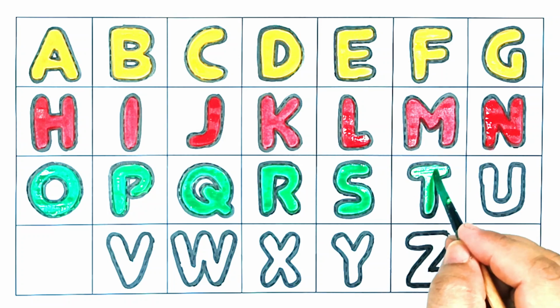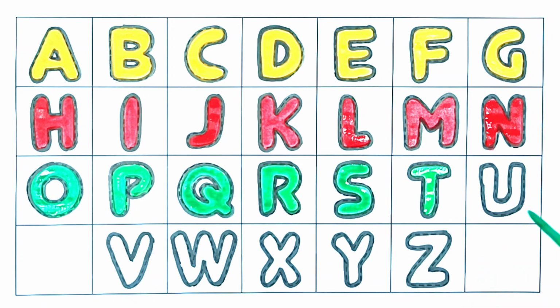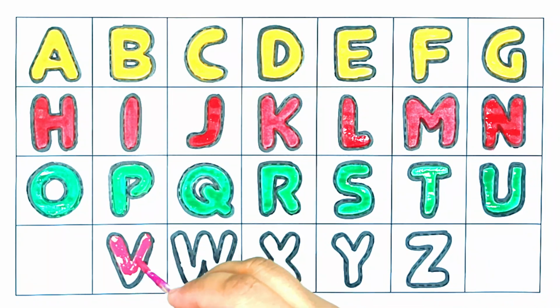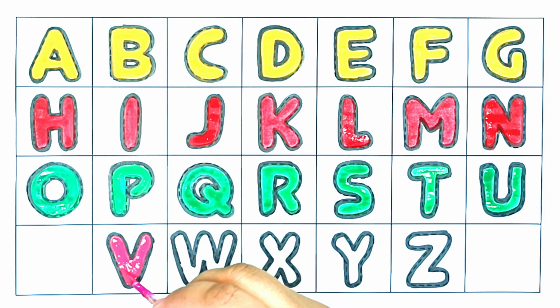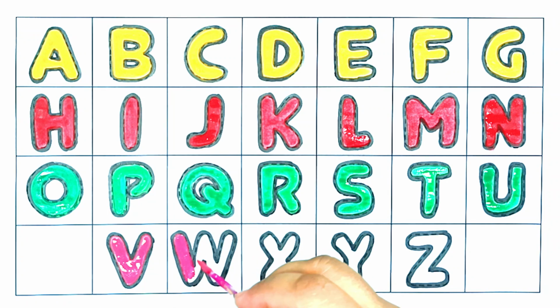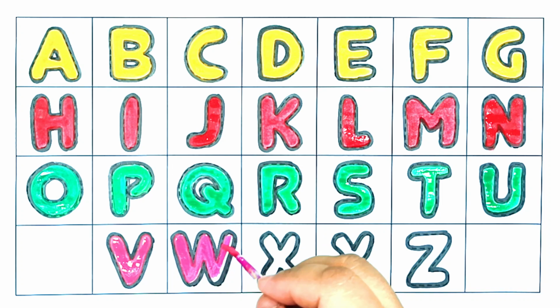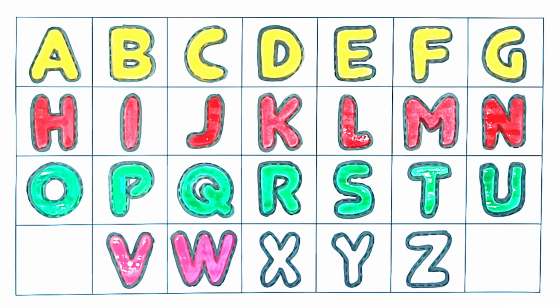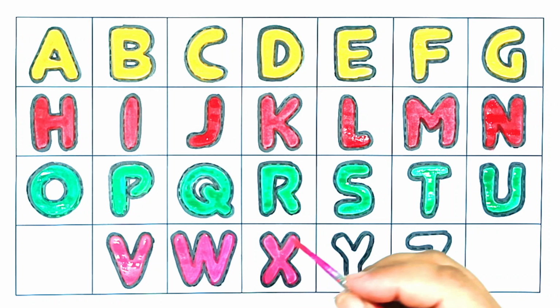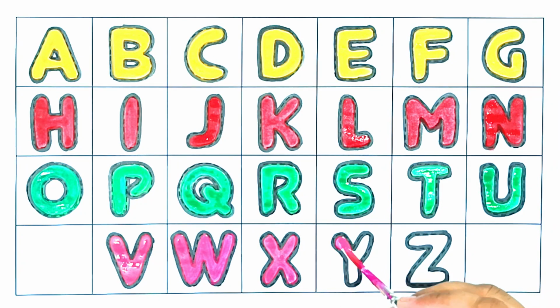T for train, T for train. U for umbrella, U for umbrella. V for van, V for van. W for watch, W for watch. X for xylophone, X for xylophone. Y for yacht, Y for yacht. Z for zebra, Z for zebra.